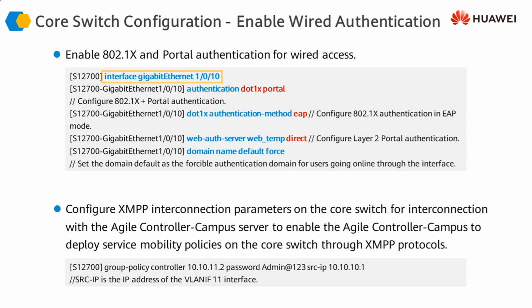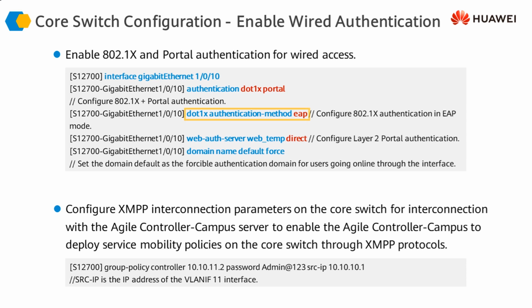For this, the interface that is connecting the core switch to the access switch or access switches, we need to configure that. So we force the authentication, which is going to be .1x, and portal. We enable both types of authentication on the interface from which users are going to log into the network, or the users are going to try and access the network.